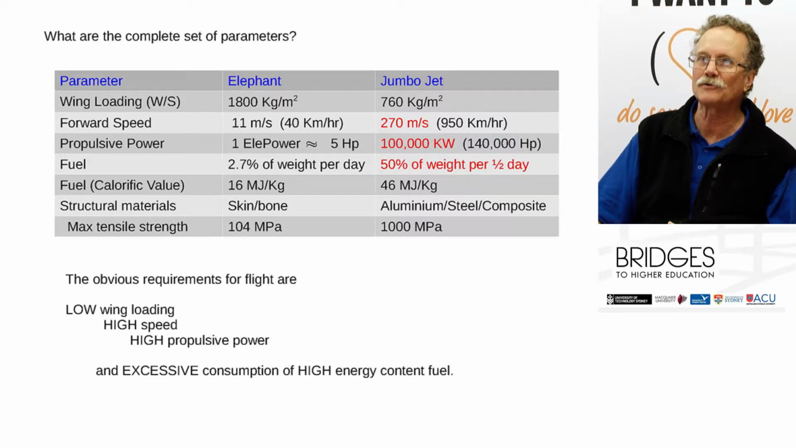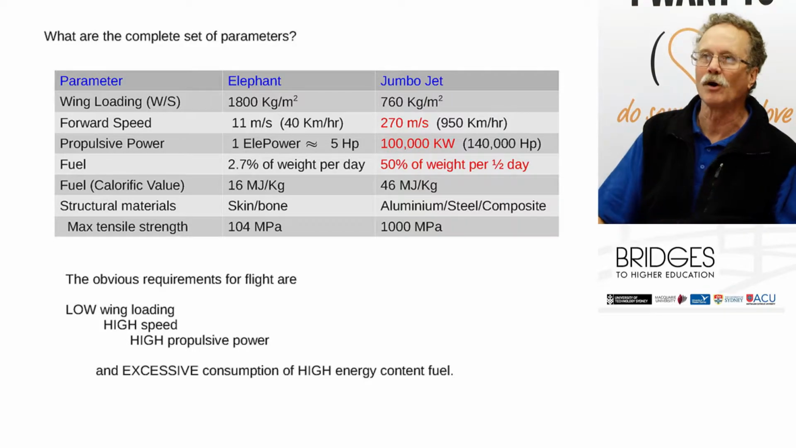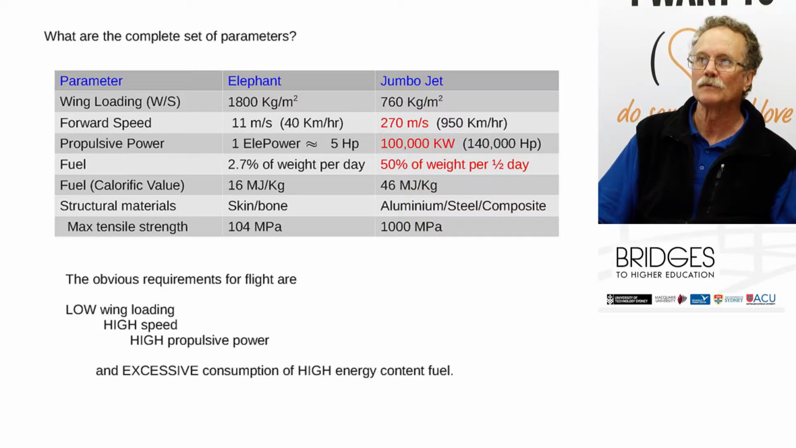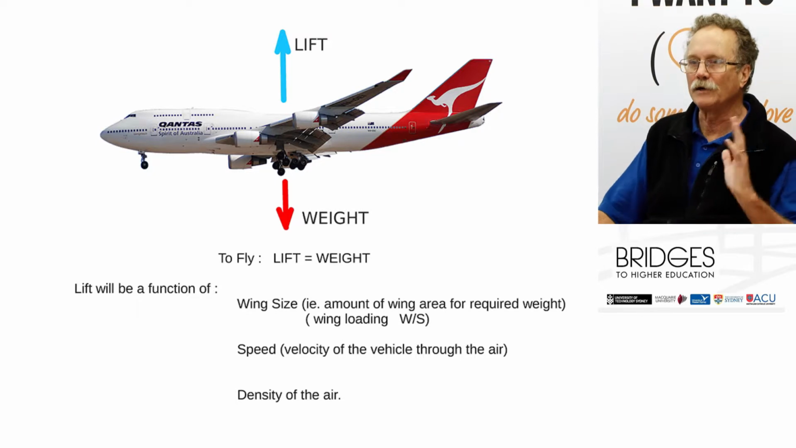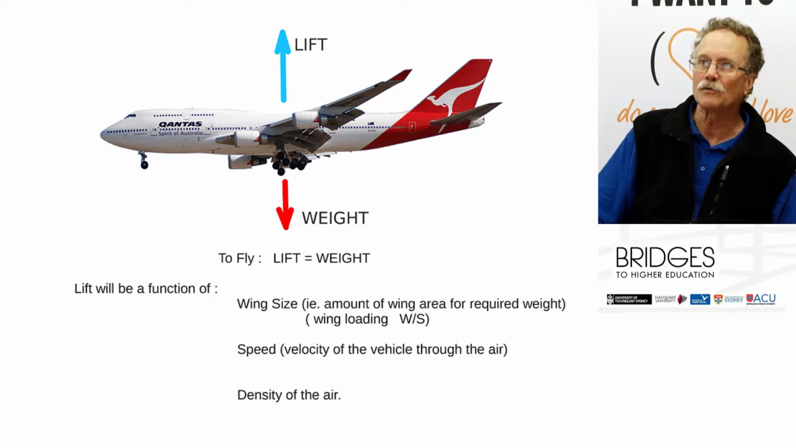And if we could adjust between elephants and jumbo jets, and we could get the elephant to go faster, we could have a lower wing loading, much higher speed, much higher propulsive power, and then use an excessive consumption of high energy content fuel, we could possibly get the elephant to fly. Okay, to fly, the requirement is that the lift produced equals the weight. So now we'll try and work out exactly how these jumbos get off the ground. Lift's got to be equal to weight.